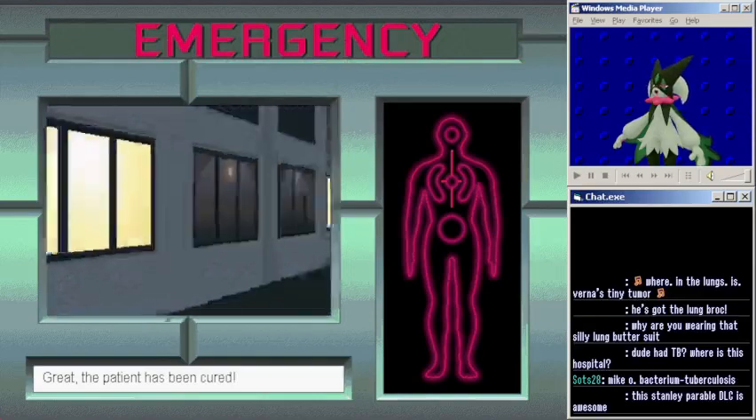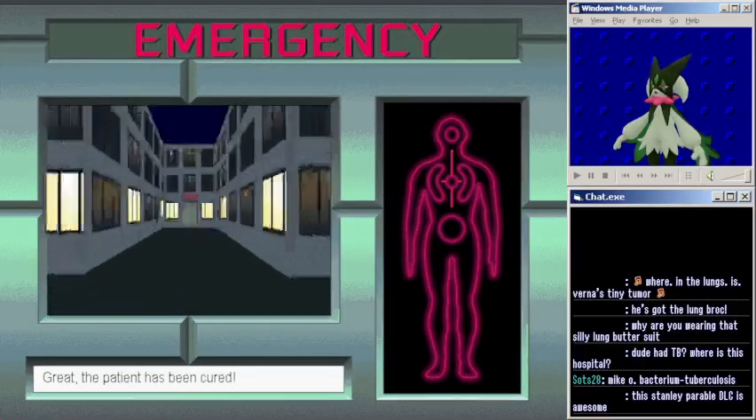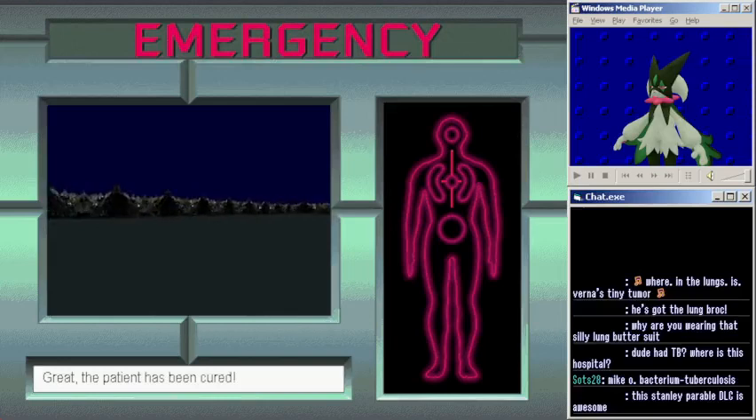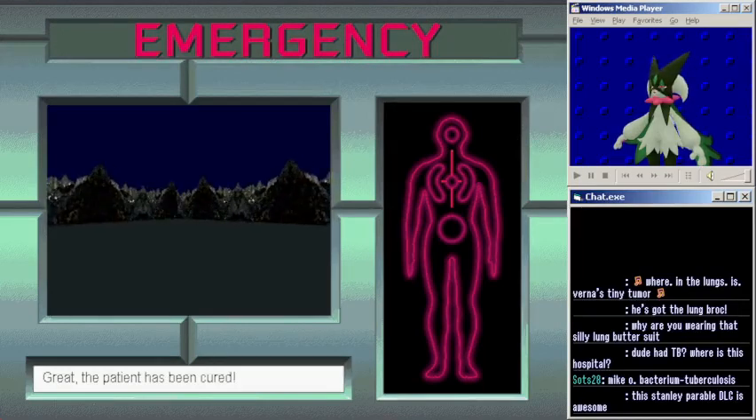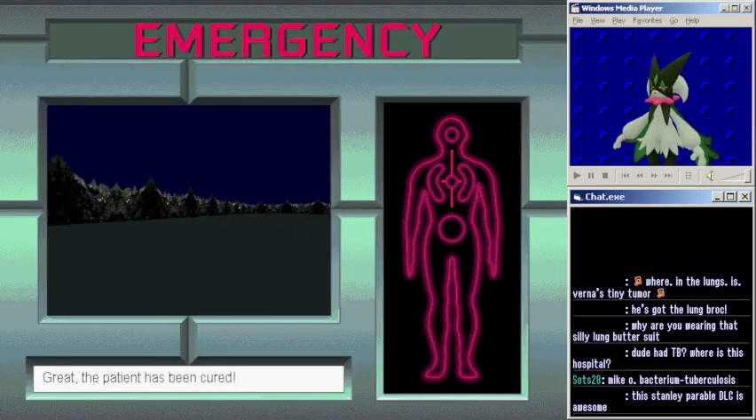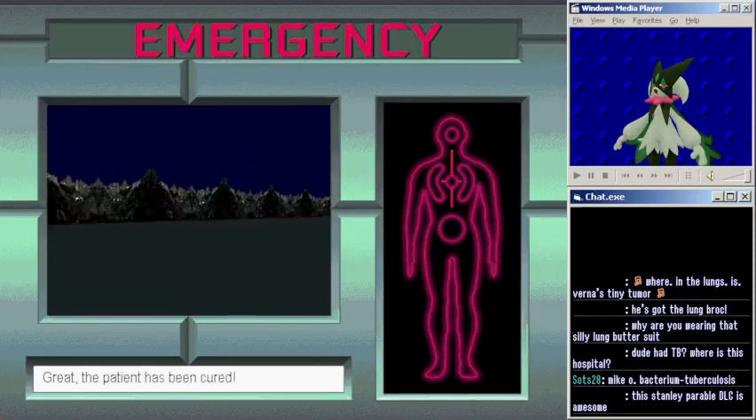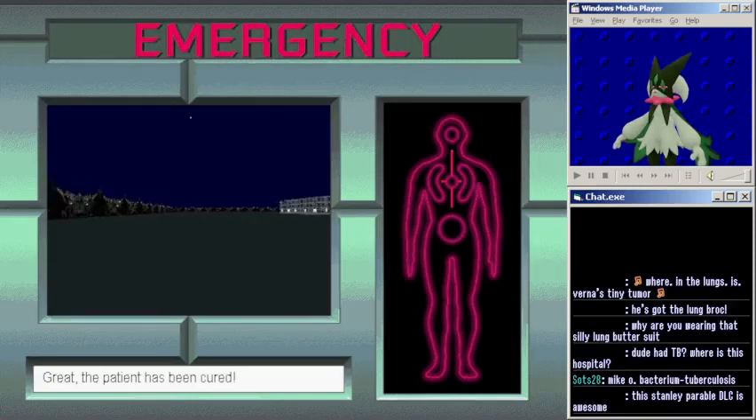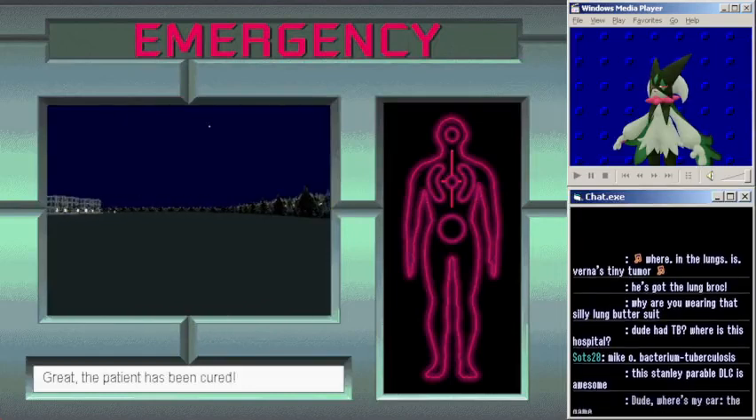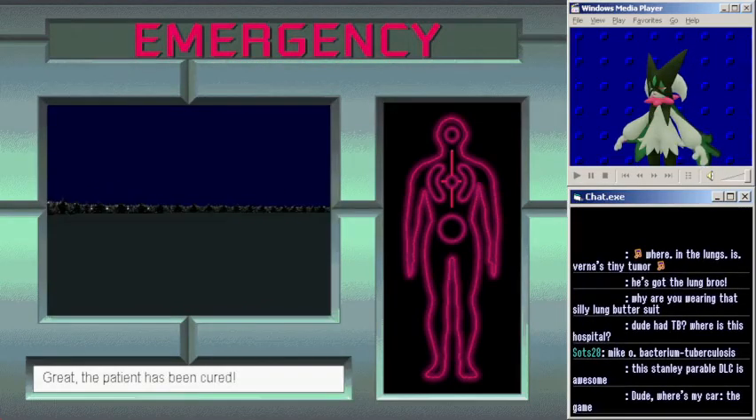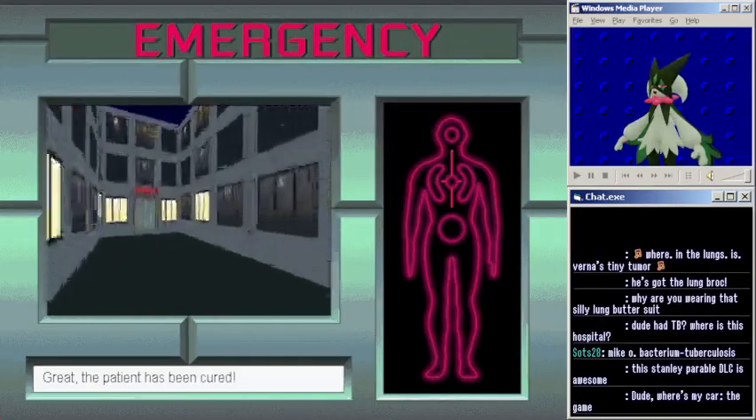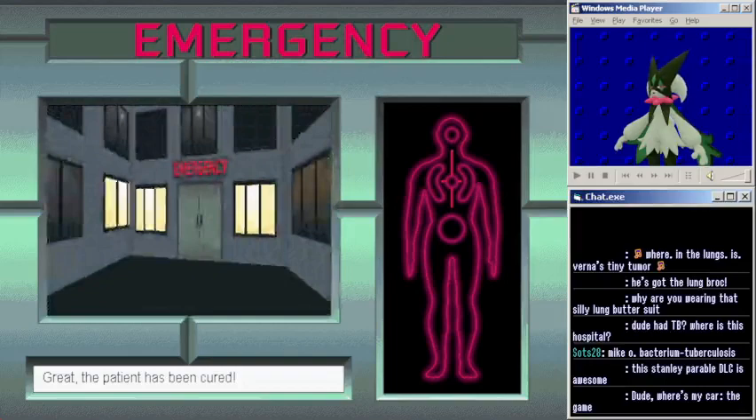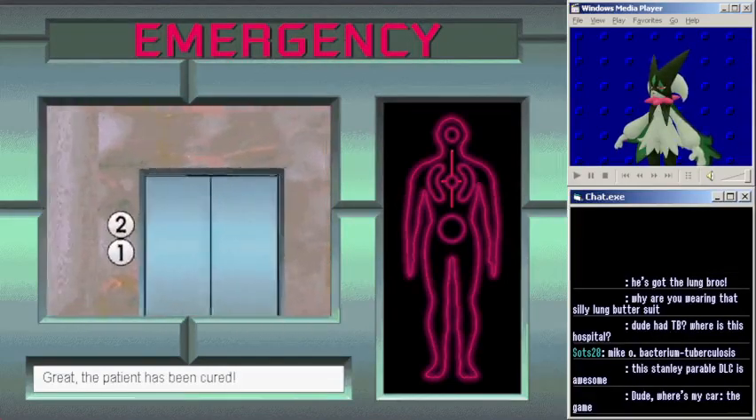Okay. We're outside now. Hospital. But where's the parking lot? All of these trees are very perfectly symmetrical and evenly spaced. Is that the moon? Is that a star? Dude, where's my car? The game. Yeah, I thought there was a rear entrance as well. Emergency? Whoop. Okay.